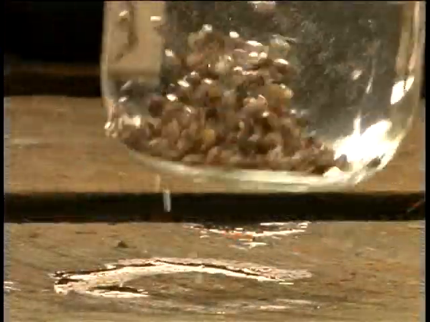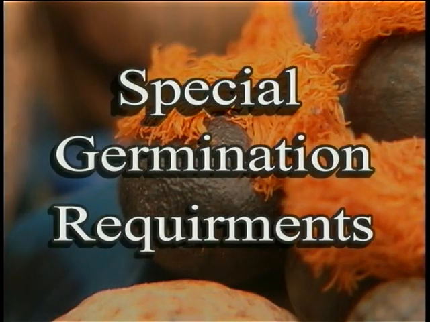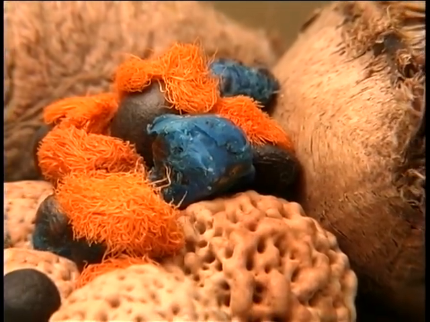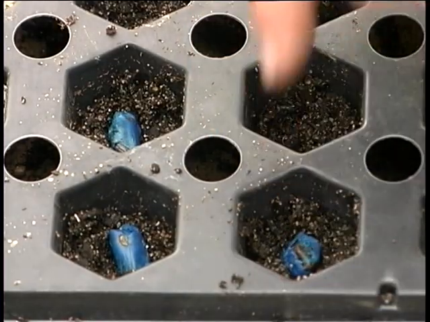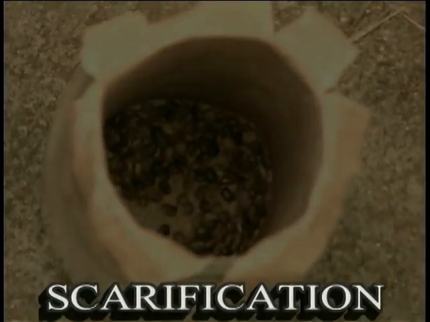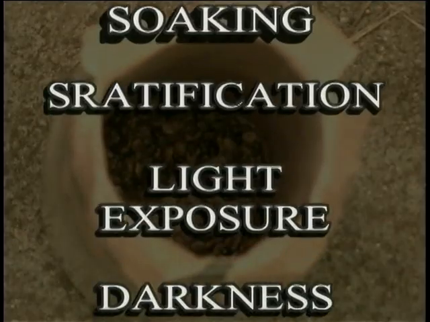While we're waiting for our newly sown seeds to sprout, let's take a look at the special germination requirements needed by some plants. Understanding the many germination requirements of different seed species is one of the most complex aspects of propagation by seeds. Some of the most common of these special requirements include scarification, soaking, stratification, light exposure, and darkness.